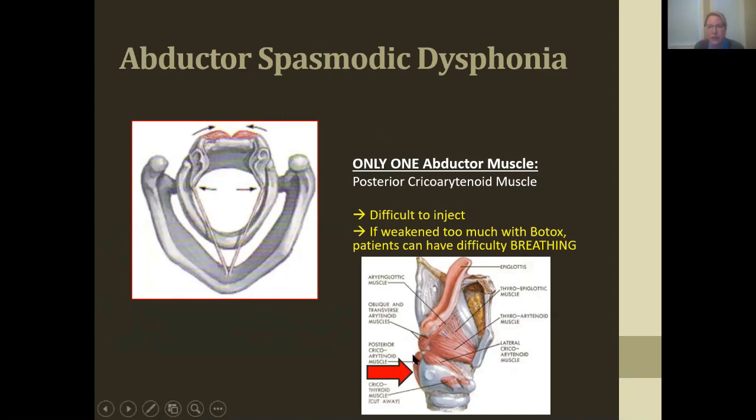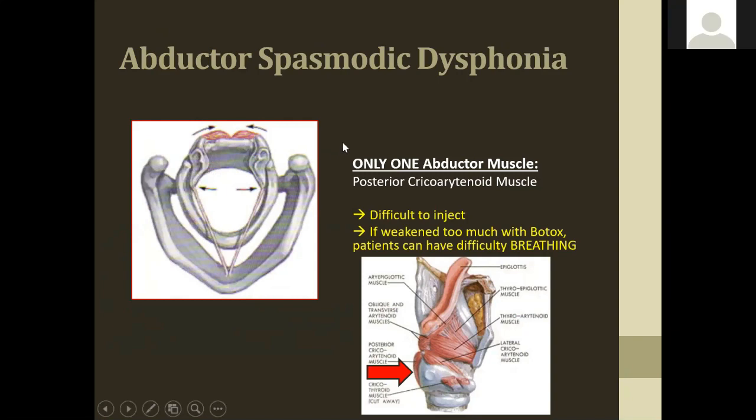The other challenge with it is where it's located. If this is the front of the patient's head and this is the back of the patient's head, this is where that posterior cricoarytenoid muscle is located. So when we go through the cricothyroid membrane here, our needle has to go all the way through the airway, actually boring a hole into this cartilage to get back to that muscle. So it's a very challenging muscle to treat.